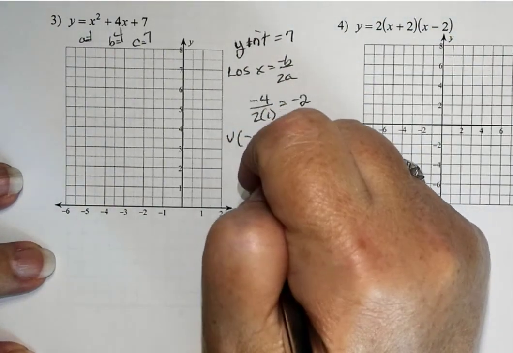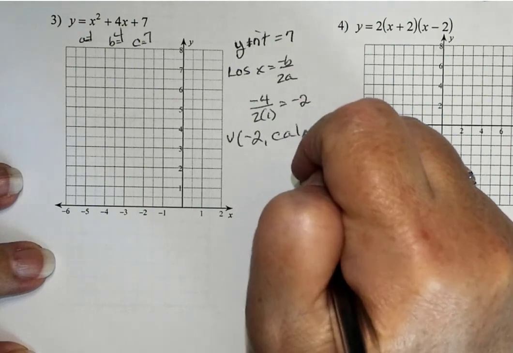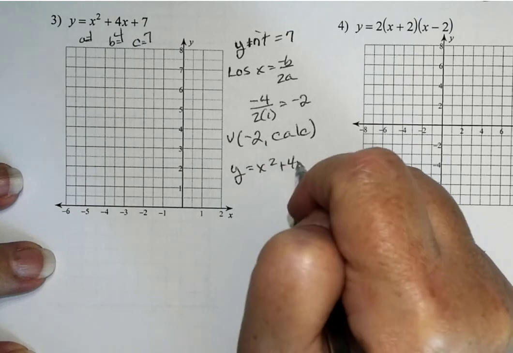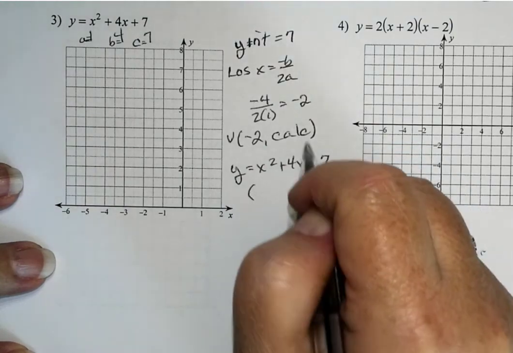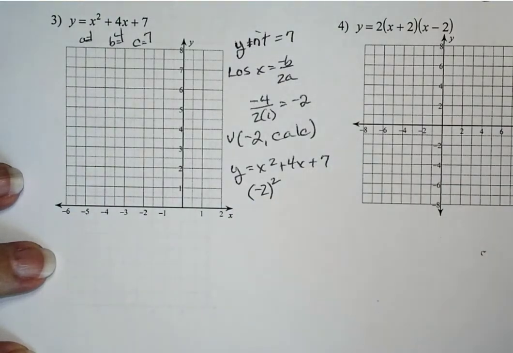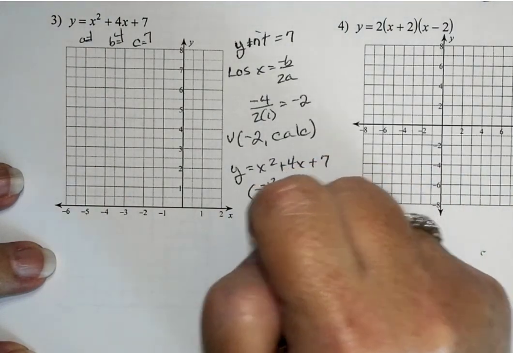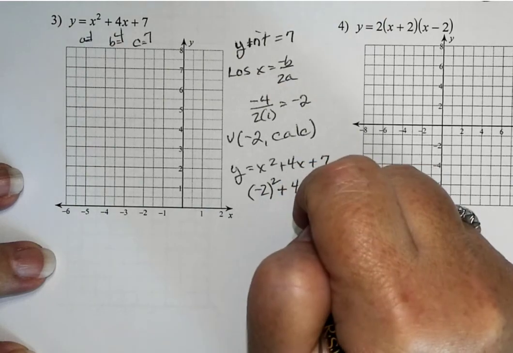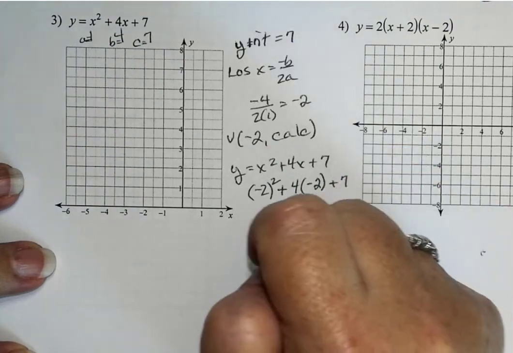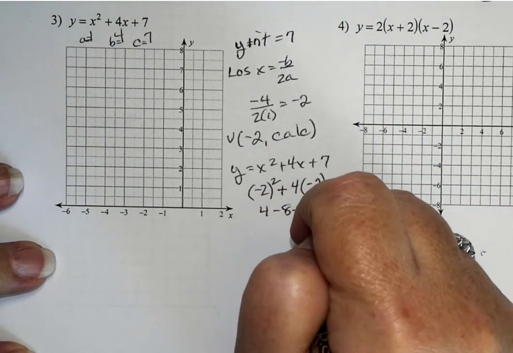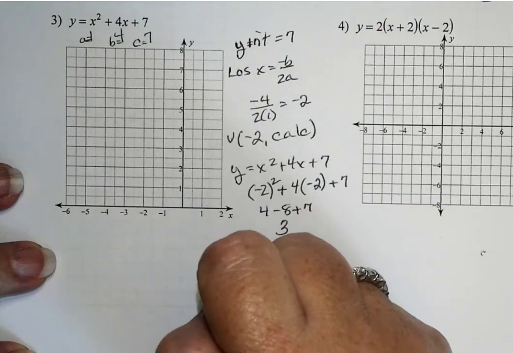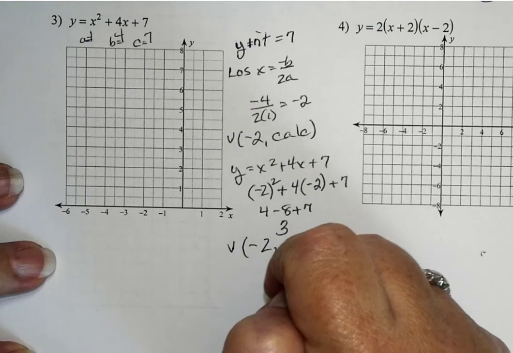So that means my vertex is at -2, but I have to calculate this part. So I have y equals x squared plus 4x plus 7, which is going to be -2. Notice the parentheses around there. If you put that in the calculator this time without parentheses, you're going to get a negative number, and that's not what it's supposed to be. 4 times -2 and 7. So 4 minus 8 plus 7. Let's see, that's -1. That's going to be 3. So the vertex is at -2, comma 3.